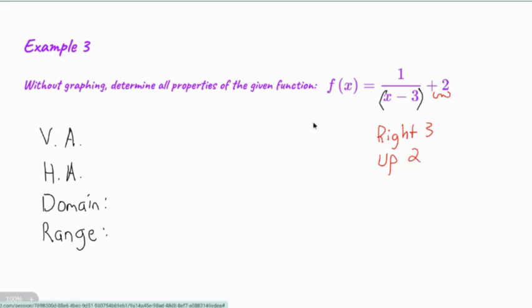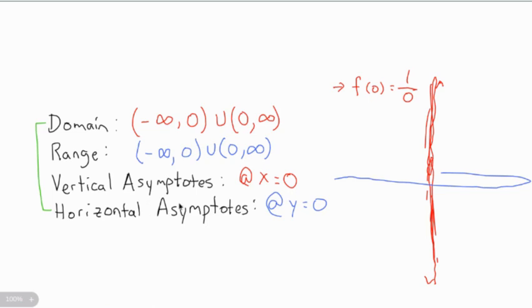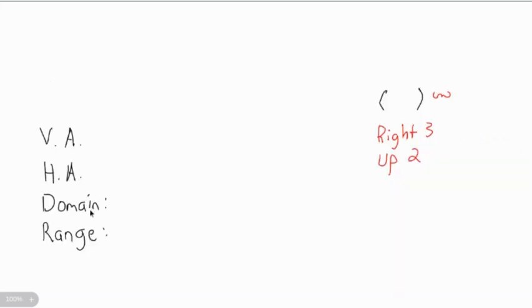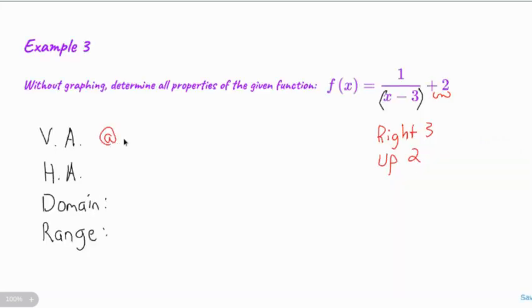If I'm moving right 3, I'm taking a vertical asymptote that was previously at x equals 0, and I'm moving it right 1, 2, 3. So now it would be along here. So my vertical asymptote is now at x equals 3. And then the horizontal asymptote is being moved up 2. So this would be at y equals 2.